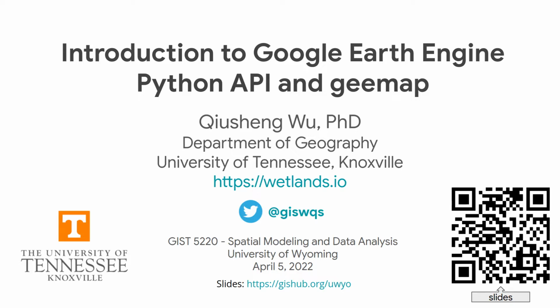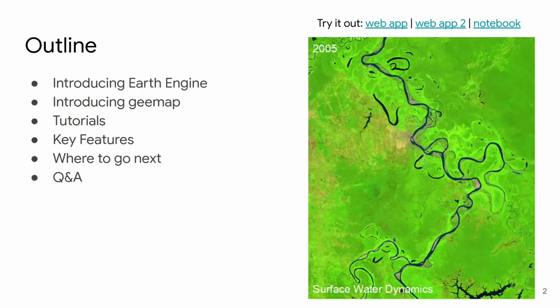The title of my presentation is Introduction to Google's Earth Engine Python API and geemap. The Google slides for my presentation can be accessed by scanning the QR code at the lower right corner, or go to the URL gishub.org/UWYO. Here is the outline of my presentation.